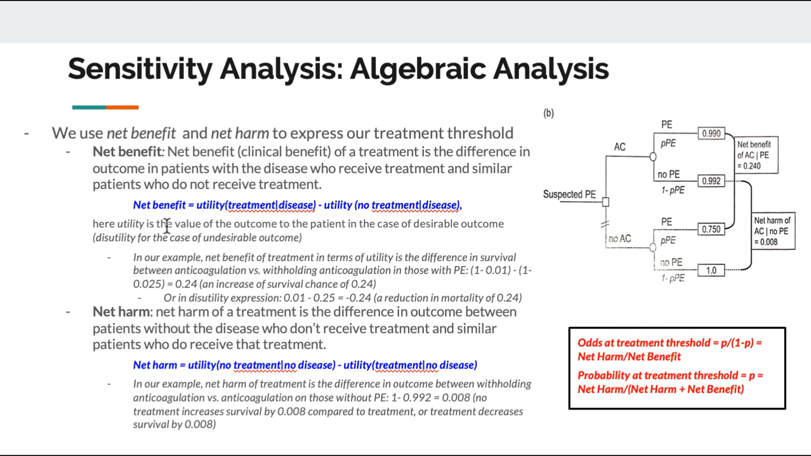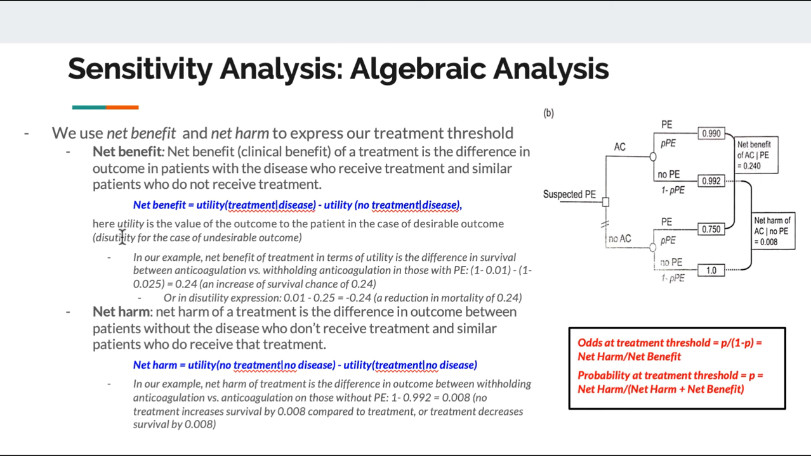So here the utility defines the value of the outcome to the patient in the case of a desirable outcome. In our example, technically that's the survival probability. And the two options we have right here are anticoagulation versus withholding anticoagulation. So the difference here is going to be the treatment of the AC given the disease. That's going to be 0.99. The other option right here is no treatment given the disease. So for this one, the survival rate goes 0.75. So the difference of the two utilities right here equals 0.24. That we call net benefit.